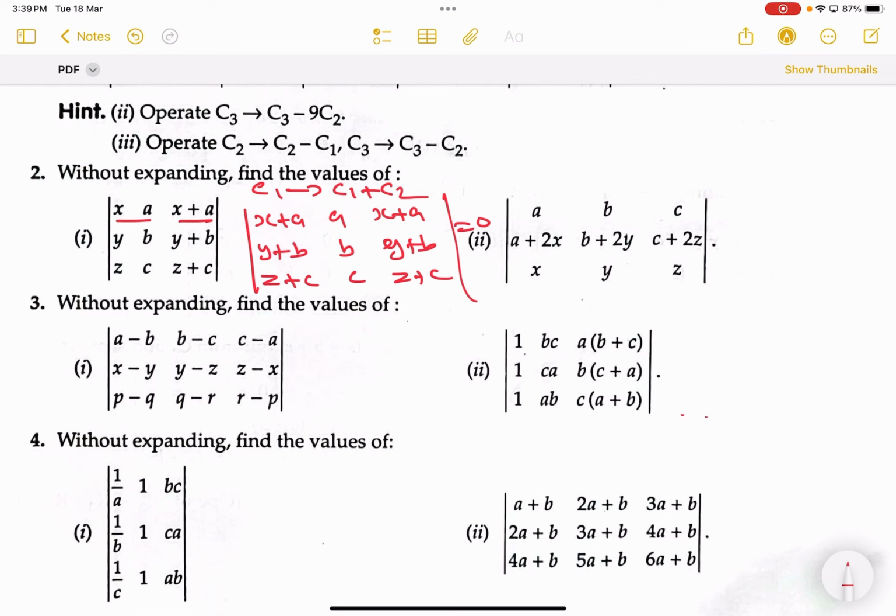There are many ways of doing this. There are many identities that can be used from this one. So it is like that.